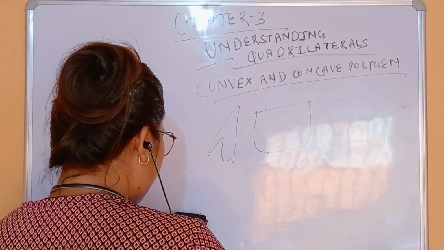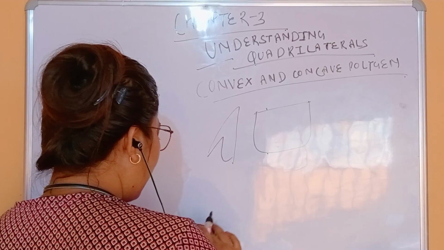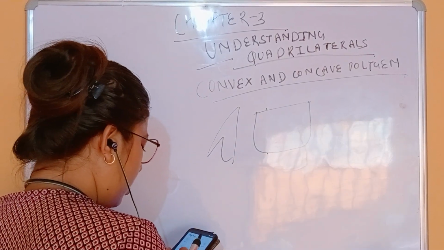So we say here is a closed figure. So what do we say? That it is a polygon figure.